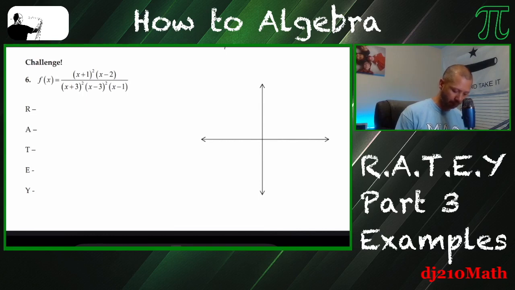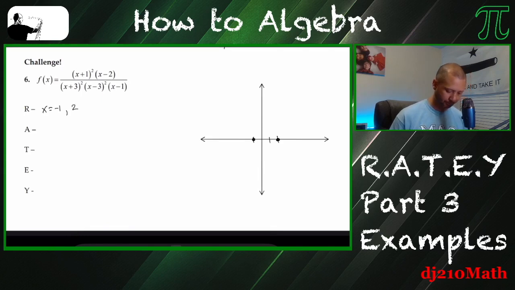Okay, we set the top equal to 0, x equals -1, and also positive 2. So -1, positive 2. Bottom equals 0. Vertical asymptotes are going to be at -3, positive 3, positive 1.